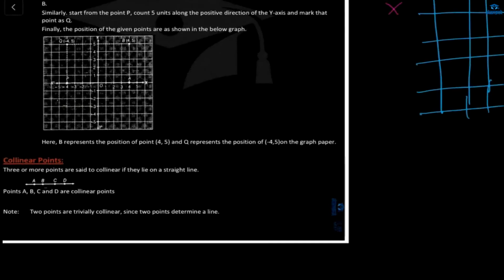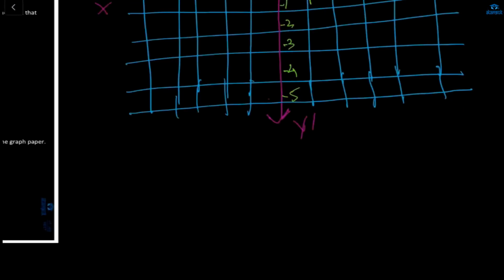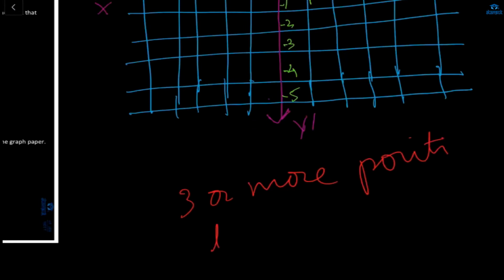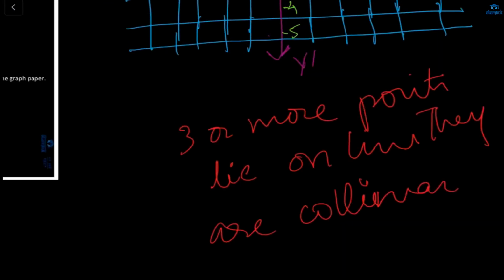Collinear points. Collinear points means if three or more points lie on a line, they are collinear. That means if three or more points lie on a single straight line, then they are called collinear. The points are collinear. It may be asked in a question.